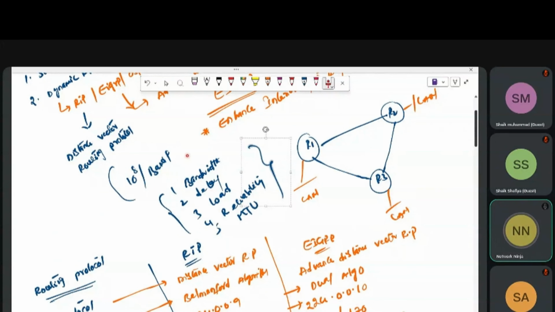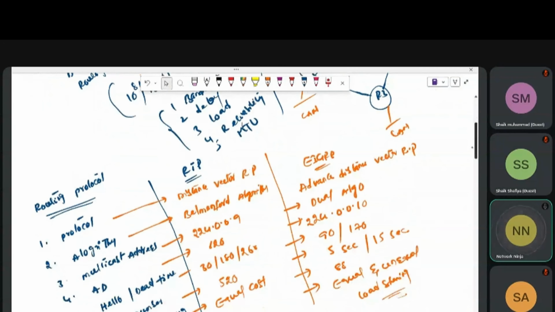So when EIGRP is going to calculate the metric, it involves bandwidth and delay, like it's a composite metric. Metric equals composite metric. The composite metric terms are bandwidth, delay, load, reliability, and MTU. The default MTU is 1500.